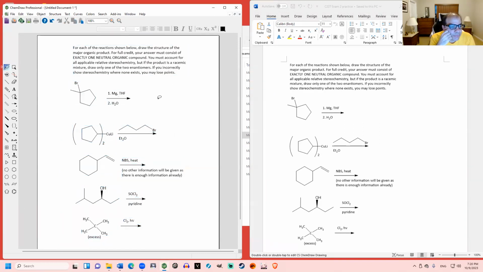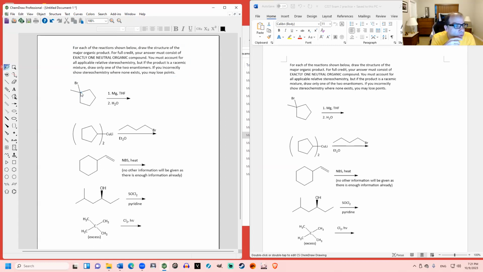Good. The next one is a very common type of question format on organic exams. You'll probably see questions like this on every exam from now on, in which you're given the starting material and reagents and asked to draw the product. And for full credit, the directions will probably be pretty much the same. You need to draw exactly one neutral organic compound. So no inorganic species, no intermediates, just the product.